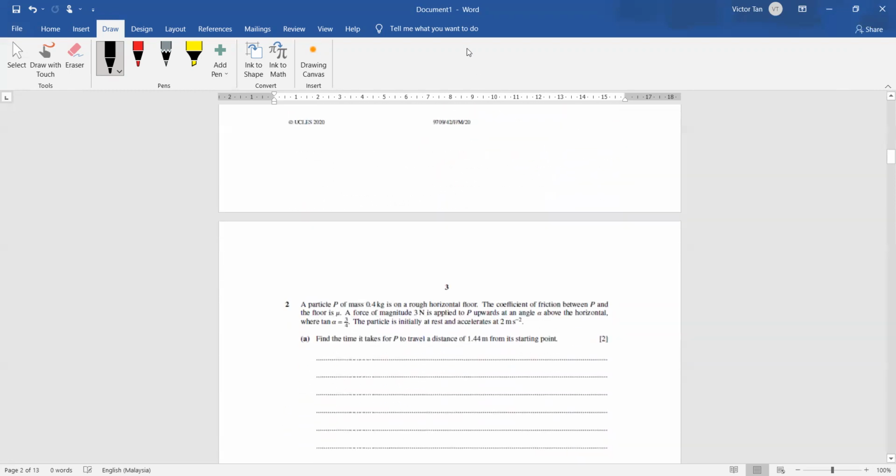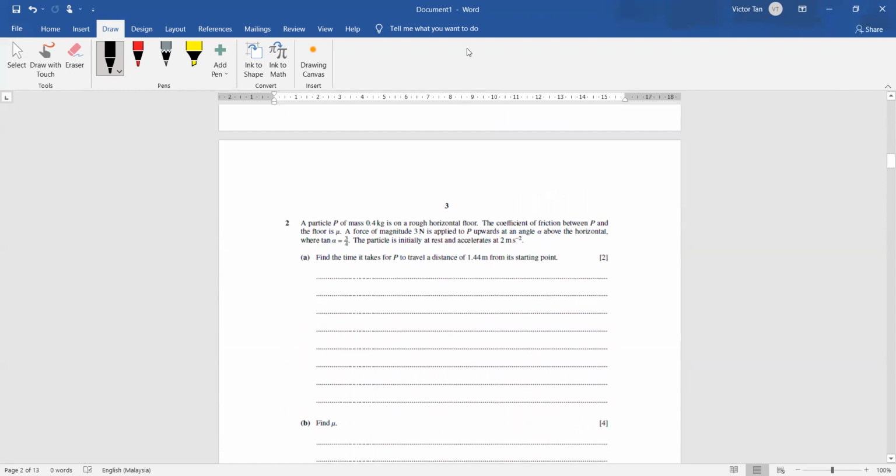Question 2. Particle P of mass 0.4 kilogram is on a rough horizontal floor. The coefficient of friction between P and the floor is mu. A force of magnitude 3 newtons is applied to P upwards at an angle alpha above the horizontal, where tan alpha equals 3/4. The particle is initially at rest and accelerates at 2 meters per second squared. Find the time it takes for P to travel a distance of 1.44 meters.